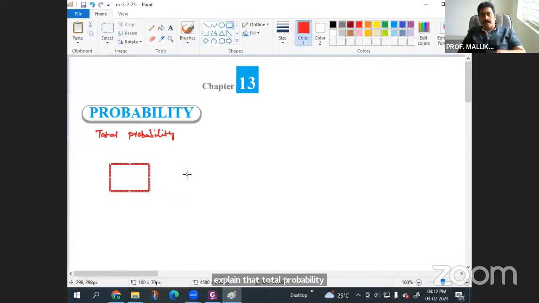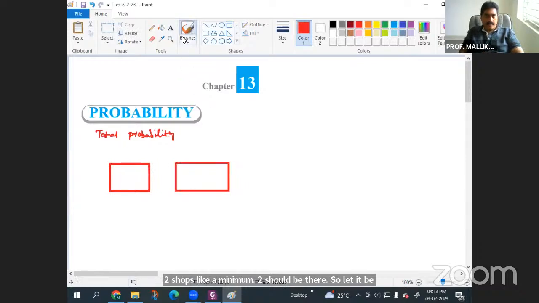In total probability, we have to keep a minimum of two: two boxes, two machines, two shops. A minimum of two should be there, so let it be 2 or 3. I'll keep box 1 and box 2. In that, 10 red, 5 green, and 8 red, 6 green.